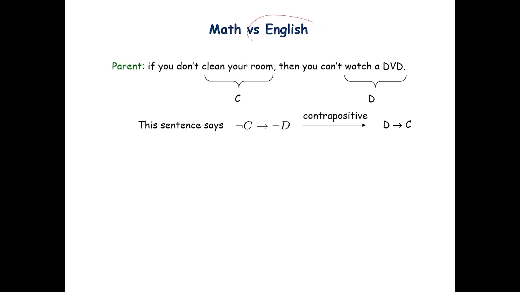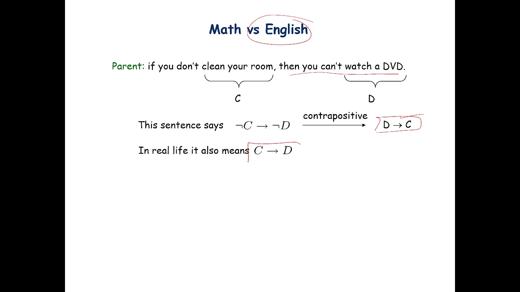Is its literal meaning relevant in real life? We know that D implies C should be true. What is D implies C? If you watch a DVD, you clean your room. Yeah, okay, that's logically true. In real life, it also means C implies D. If you clean your room, then you can watch a DVD, right?